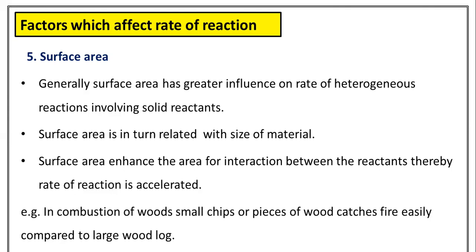Now, heterogeneous reactions are the ones when either one of the reactant or product or catalyst is in a different phase. Homogeneous reaction means when reactant, catalyst, and product are in the same phase. Same phase means what? All are liquid, all are say in a gas phase, like this. So now this surface area depends upon the size of the material.